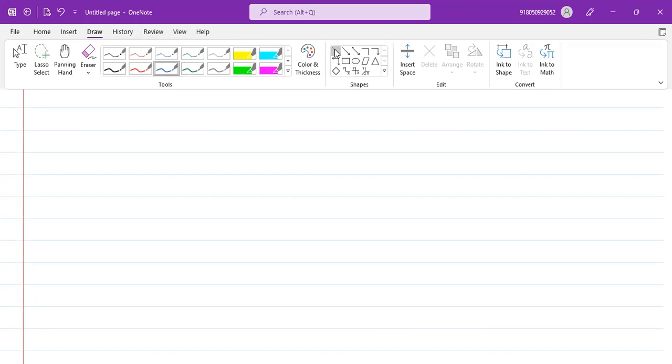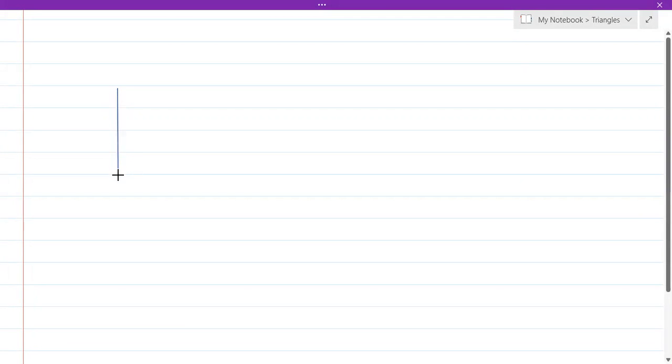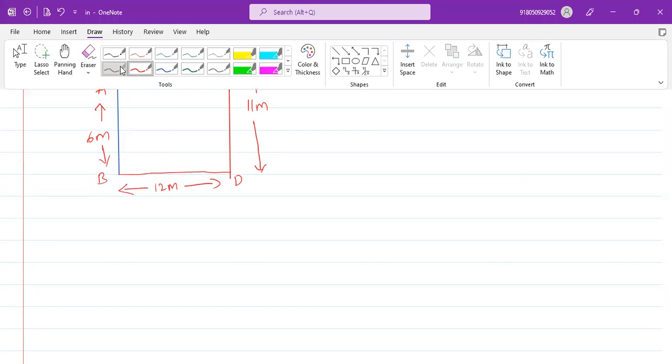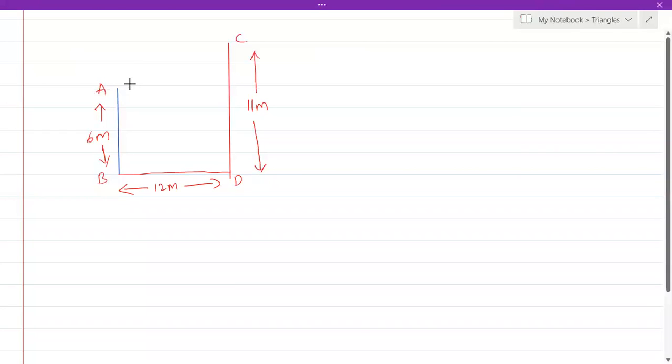So let me draw two poles. Let's say this is the first pole. Let's take another pole like this. So the first pole, let me name it as AB, which is of height 6 meter. The other pole, let me take it as CD, which is of height 11 meter. The distance between their bottom, that is the feet, is 12 meter. We have to find the distance between their tops. Let me take black color to indicate the tops. That is the value of AC that we have to find, question mark.